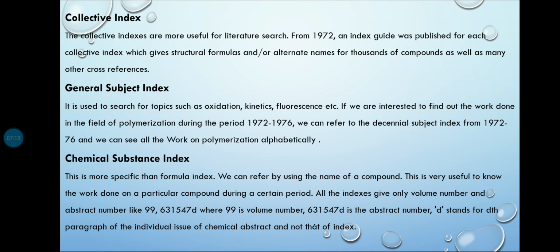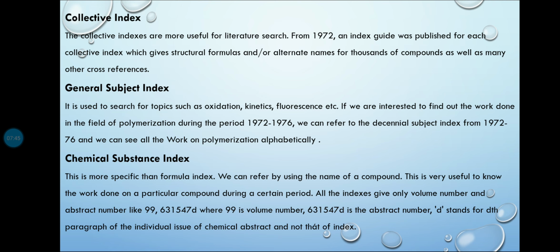Next, collective index. The collective indexes are more useful for literature search. From 1972, an index guide was published for each collective index, which gives structural formulas or alternate names for thousands of compounds as well as many other cross references.